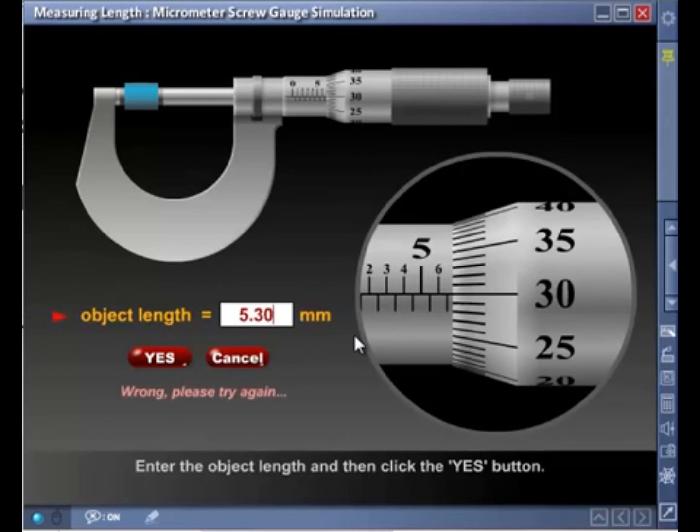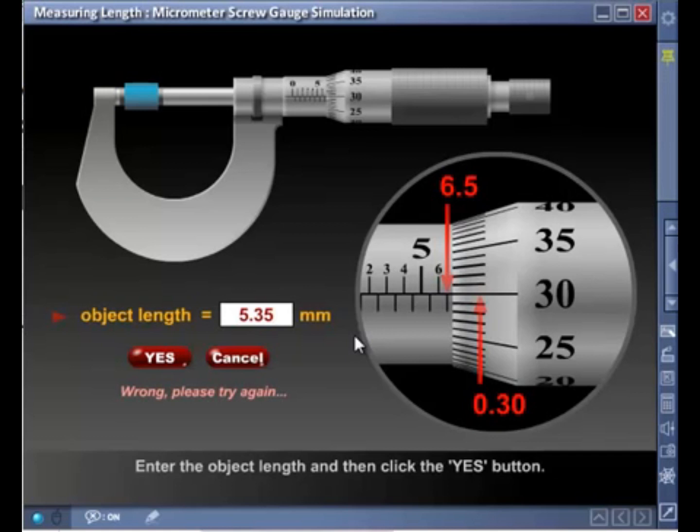Look at the example. If you filled 5.35 millimeter, sorry, your answer is wrong. Why? Because from the main scale, you will see the number 6 after 5, immediately left of the main scale. This means 6.0 millimeter. Notice that there is an extra line below the main scale. This represents an additional 0.5 millimeter. So the first part of the measurement is 6.0 plus 0.5. So the main scale is 6.5 millimeter.